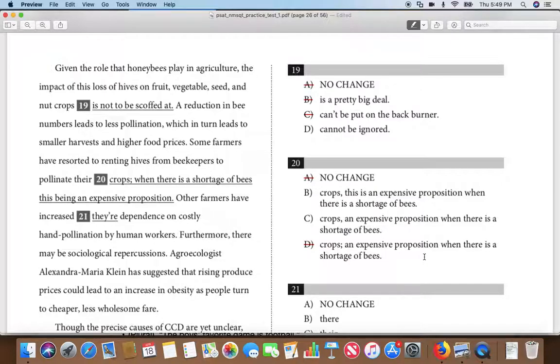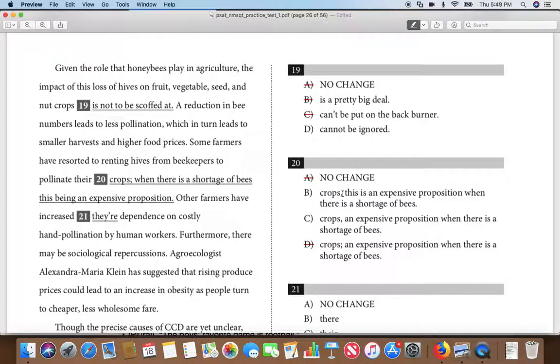Is it B? Yeah, B, right? "This is an expensive proposition when there's a shortage of B's" is a standalone thought. And this is where when you see a comma, you really have to read it as a brief pause. Don't take too much of a break there. If you take a bigger pause, you'll read it like a period and it'll sound okay. Right? But if you actually take it as a brief pause, it should sound a little bit weird.